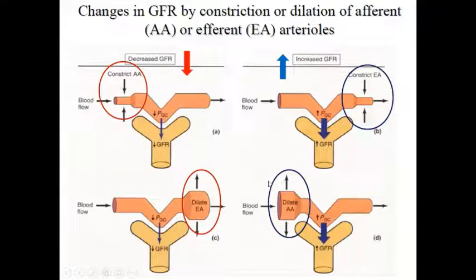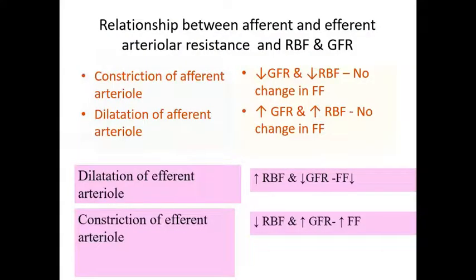So these are the effects on the diameter of the afferent and the efferent arterioles, whether you have vasoconstriction or vasodilatation of the afferent or the efferent arterioles. So you need to know this effect: the relationship between the afferent and the efferent arteriolar resistance, and also renal blood flow and glomerular filtration rate. The relationship between renal blood flow and glomerular filtration rate will give you the filtration fraction to some extent. But mainly here, we're not interested in the renal blood flow.